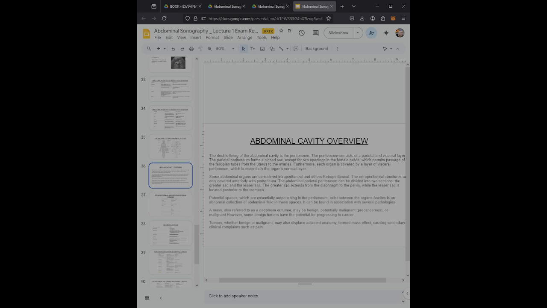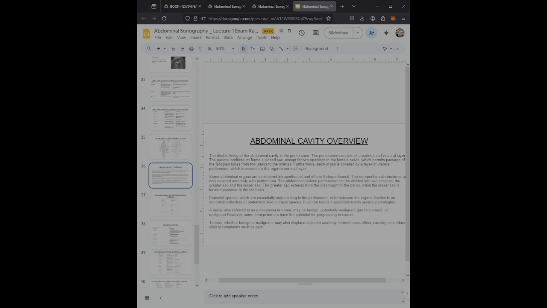except for two openings in the female pelvis, which permit the passage of fallopian tubes from the uterus to the ovaries. That is to say, that the parietal peritoneum has openings in the female pelvis for the fallopian tubes. Furthermore, each organ is covered by a layer of visceral peritoneum. Some abdominal organs are considered intraperitoneal, and others are considered retroperitoneal.